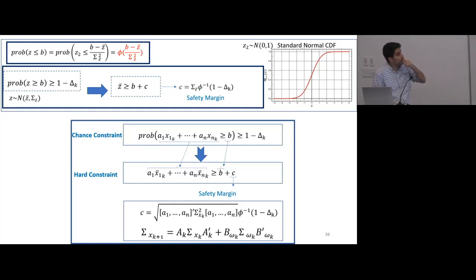Based on this constraint, the mean of the inequality, the left-hand side, should be greater than B, which comes from the constraints, plus some safety margin C, where that safety margin is described by the covariance of the states and also the risk bound. And we know how to find this covariance and the mean. So given this probabilistic constraint, we can come up with this linear deterministic constraint in terms of the mean and covariance.